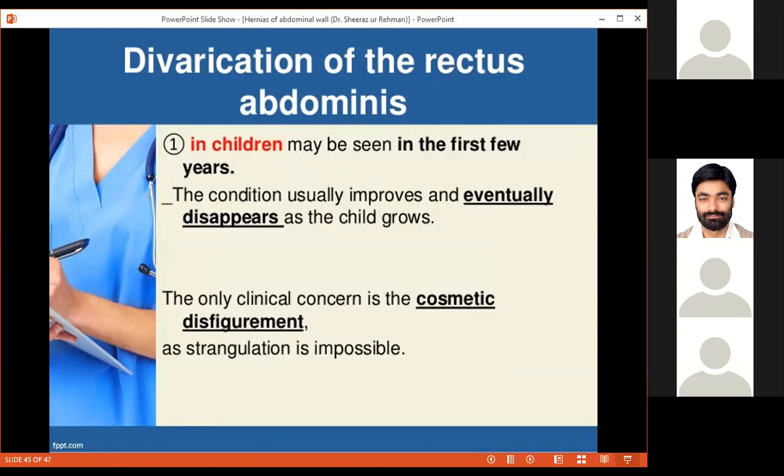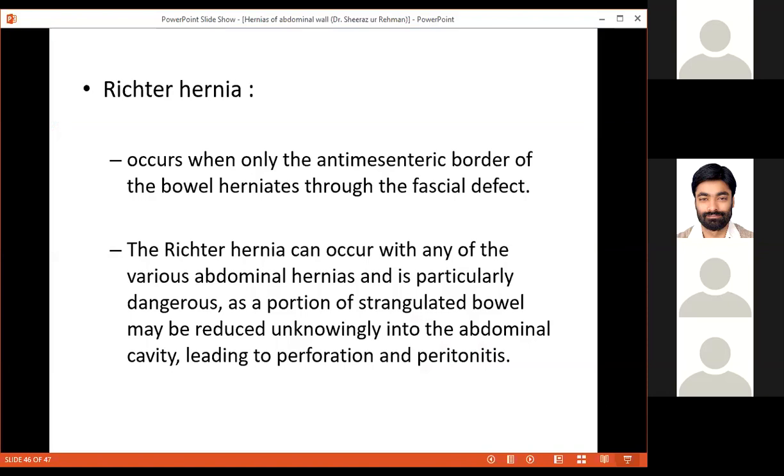In children, there is divarication in the first few years, and the condition gradually improves as the child grows. So the concern is usually cosmetic, there is disfigurement, and strangulation is not possible because there is no neck of the hernia. The entire wall bulges out. So the patient needs to be counseled accordingly regarding the problem.